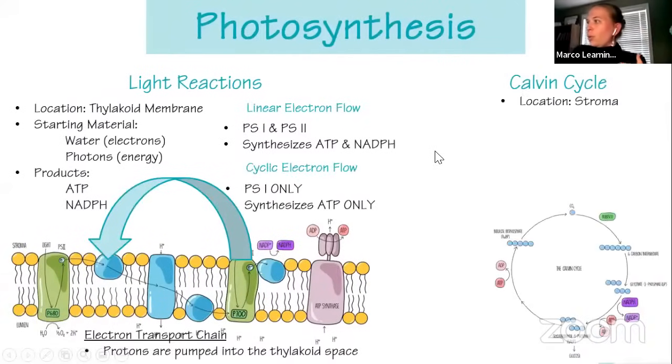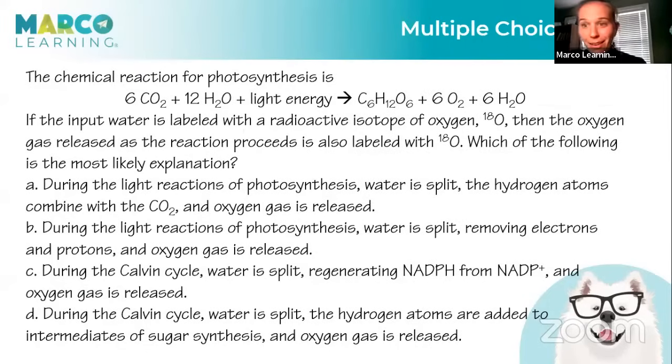So that brings us to the end of the lecture component of this. Now let's talk about some multi-choice practice. So chemical reactions for photosynthesis. They give us a reaction. I don't have to memorize. Amazing.